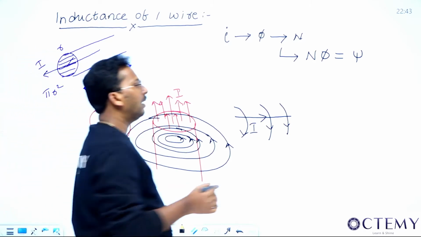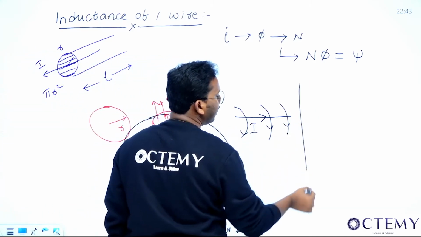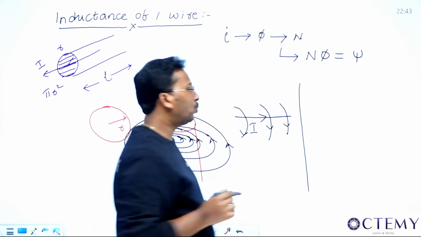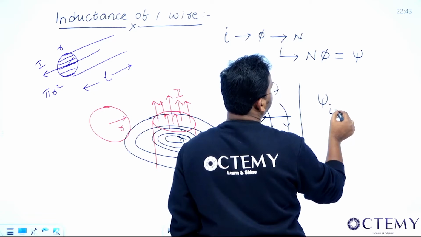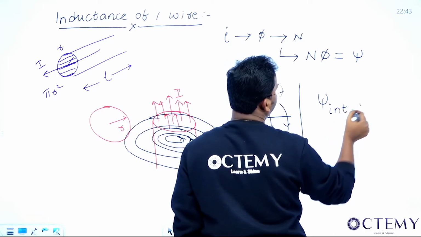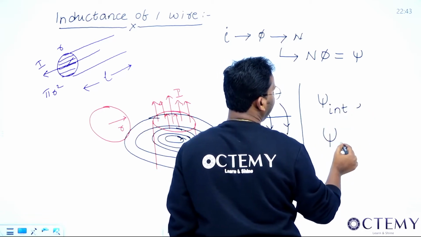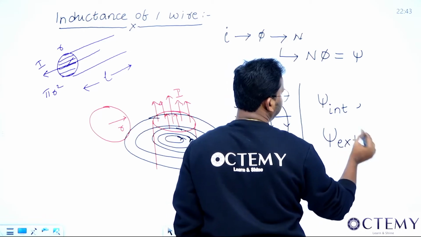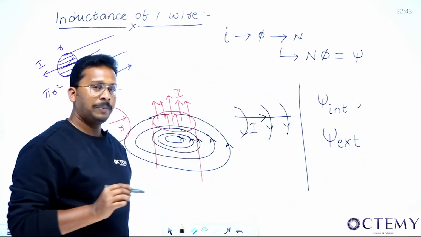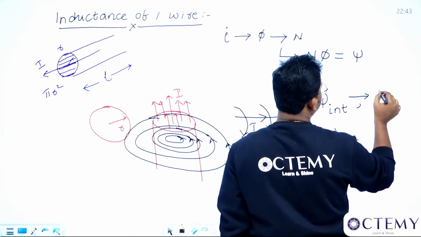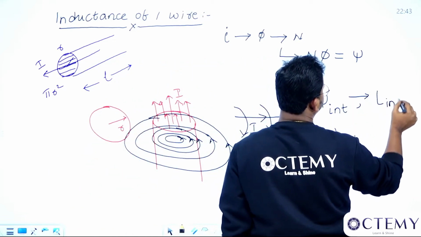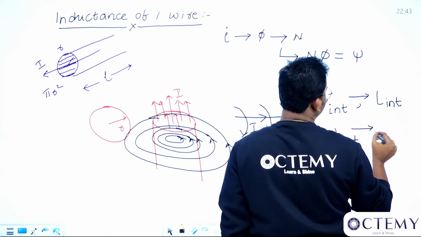So the main motivation for me is to find two things here. What are the two things? I have to find the flux linkage which is happening internally, and the flux linkage which is happening externally. That means I will get two inductances: one is L internal and the other is L external.